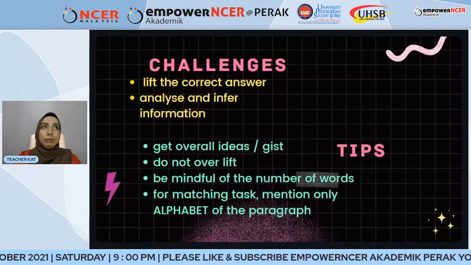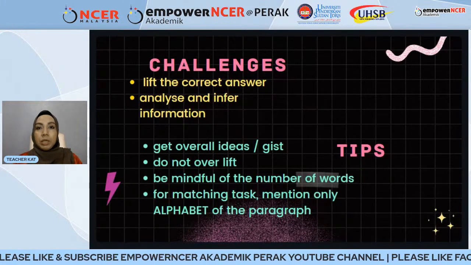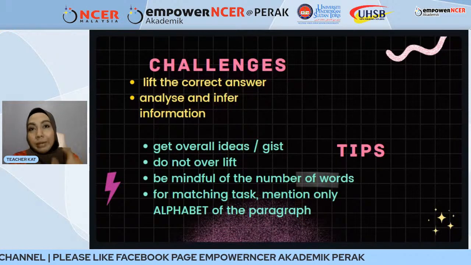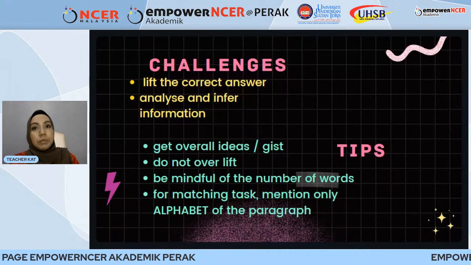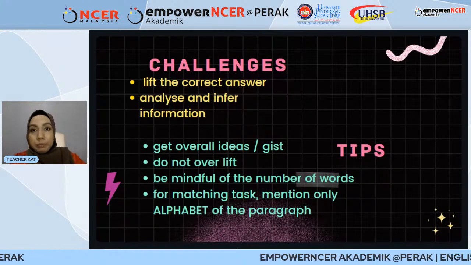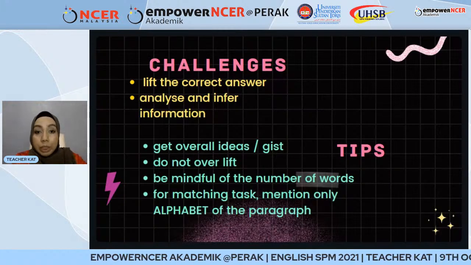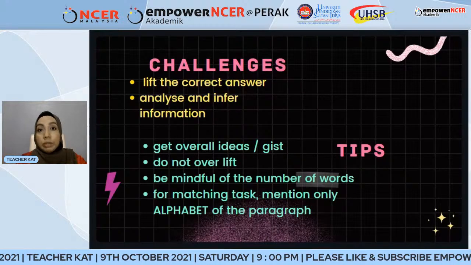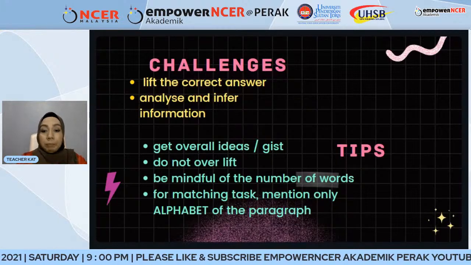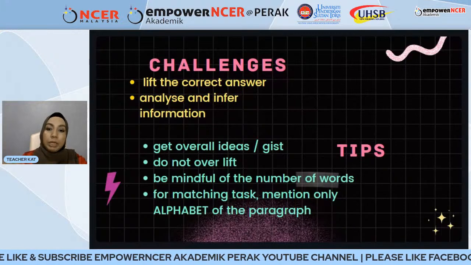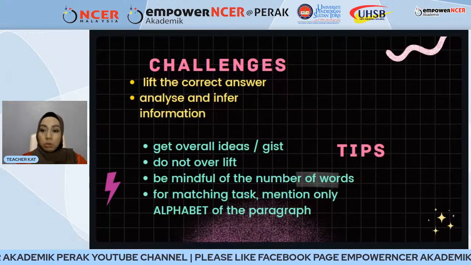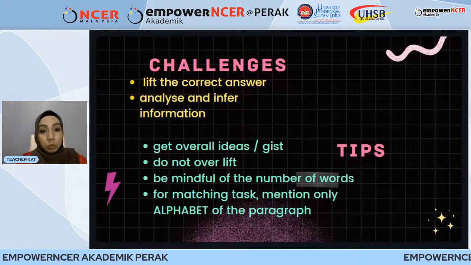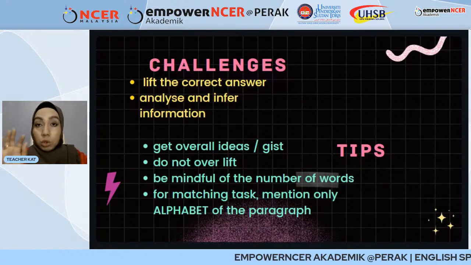For example, the question says not more than 1 word. So if you write 2 words, phrases like 2 words, 3 words or more, even if that 1 word is the correct answer for the question, it will still be considered wrong, because the question says no more than one word. But if the question says not more than three words, and the answer is supposed to be only two words, but you write three words, maybe one extra word because you overlifted, but the correct answer is only two words, since the instructions say you can write not more than three words, it will still be considered correct. So you have to be very careful.